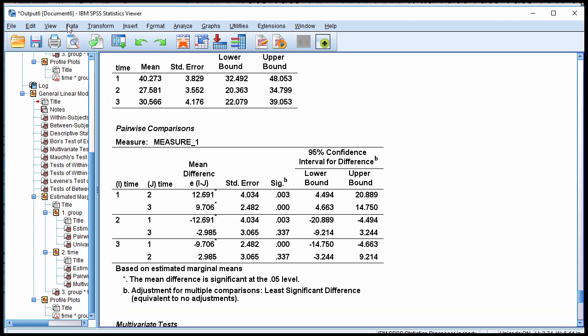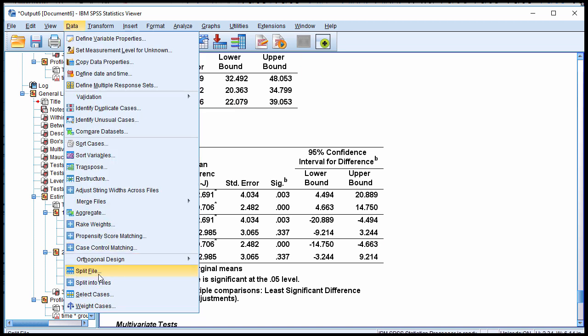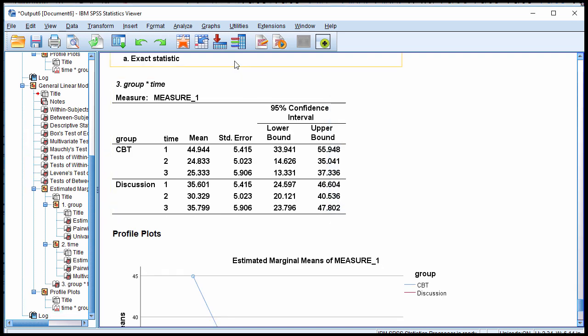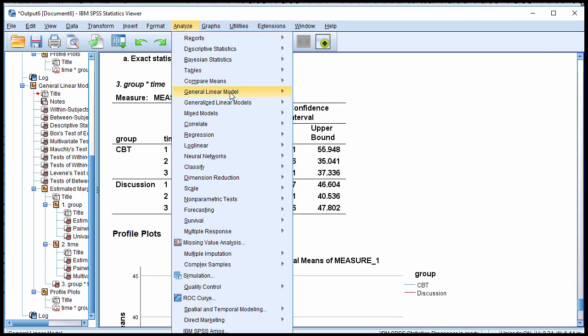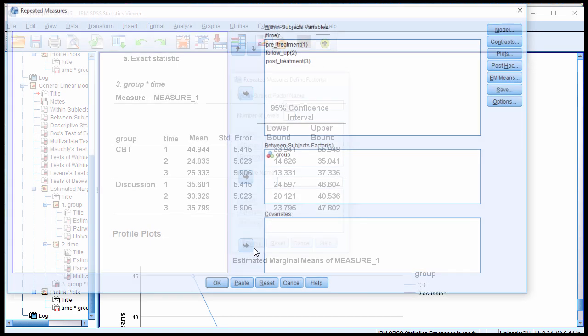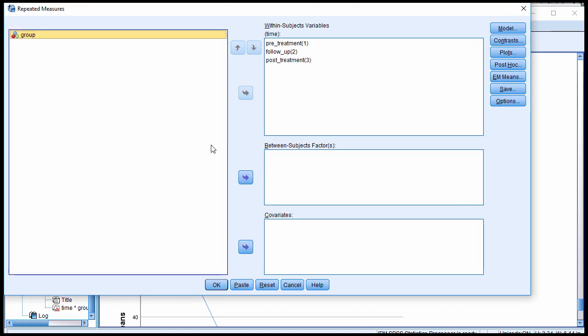So one way to do that is to go into data and split the file, and I want to split the file across groups. So make sure you've got group and the groups based on and compare groups selected. Click OK. And now I just want to run repeated measures ANOVAs, just one-way within subjects ANOVAs, one for each group. So I'm going to take group out and only have the 3 levels here. And then click OK.